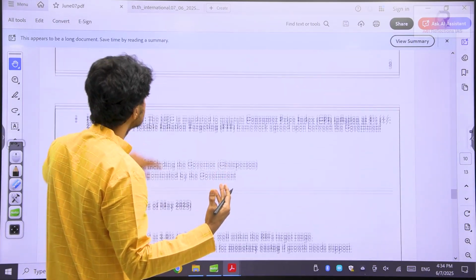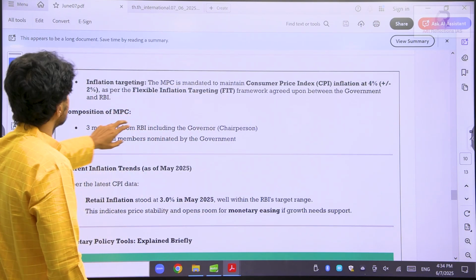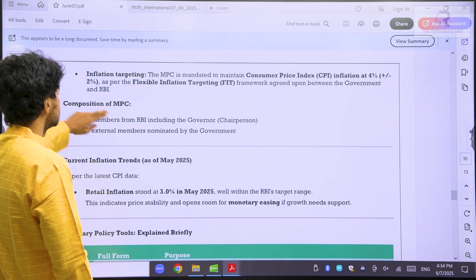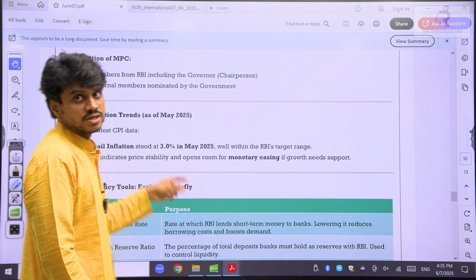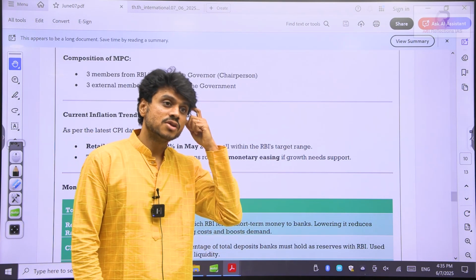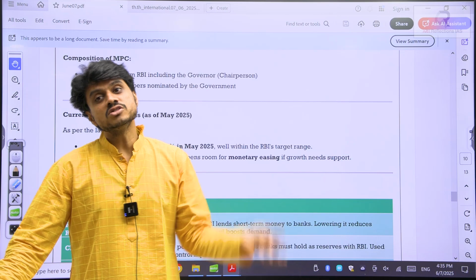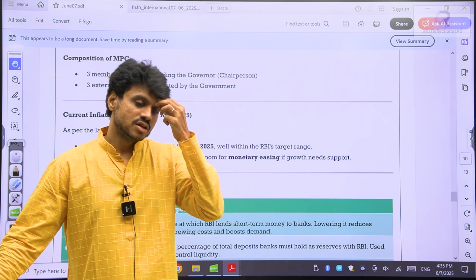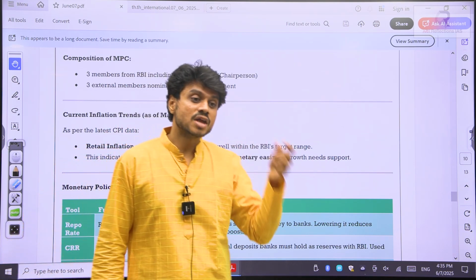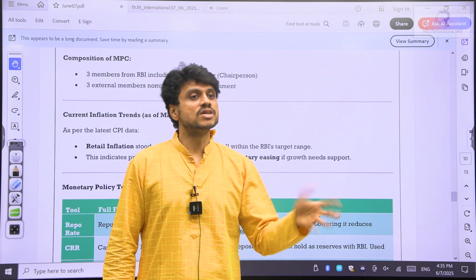So what is happening in current affairs? Here, consumer price inflation is the target given to the RBI. In May, they saw that inflation was 3%. Now this is a very good macroeconomic scenario. Currently our GDP is reducing. Imagine a scenario where inflation is also very high, 6%, 7%. Sometimes we will see this. A scenario where inflation is high and GDP is also low is called stagflation.